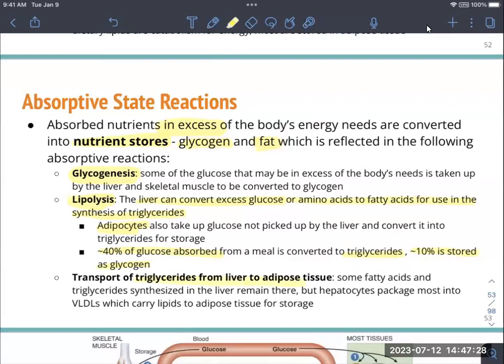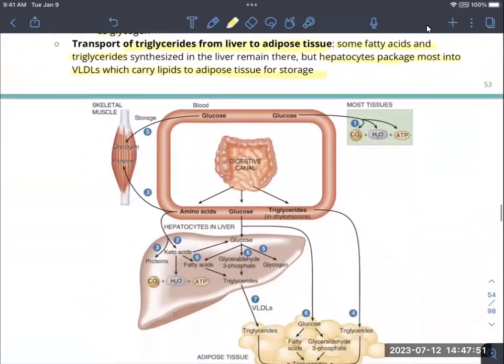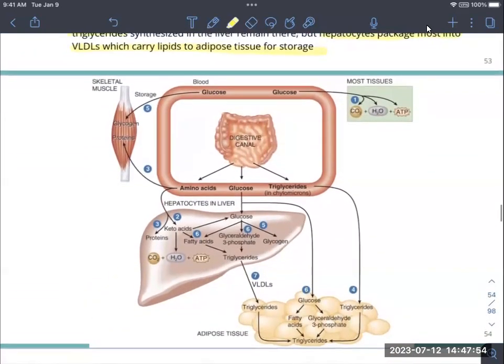Those triglycerides get transported from the liver to the adipose tissues. So some of these fatty acids and triglycerides that are synthesized in the liver remain there. Hepatocytes tend to package most into these VLDLs or LDLs that go to the adipose cells for storage. So when we're absorbing these different nutrients, we can make ATP with some of this glucose. Some gets stored as glycogen. Some can be converted to triglycerides and stored in the fat.